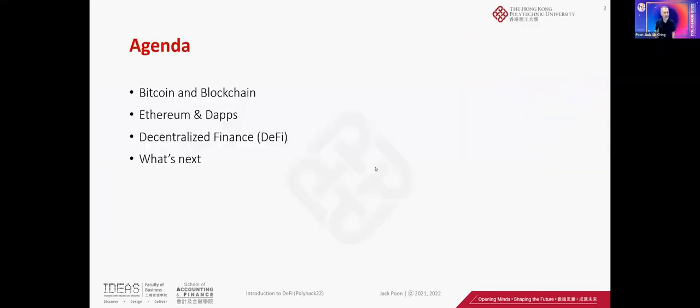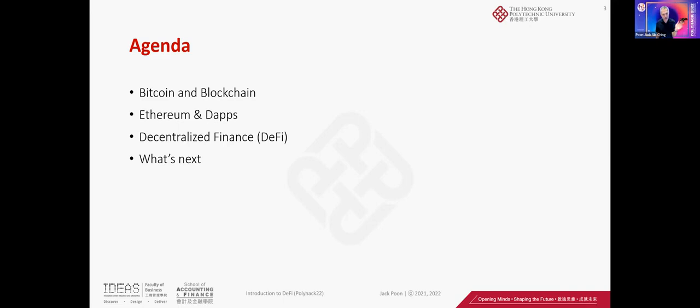What I'm going to cover is first Bitcoin and blockchain. I will not spend a lot of time on it, but I realized that some students don't understand how blockchain works, so I think it's worthwhile to give you the foundation to understand what it is. Then we cannot talk about DeFi without talking about Ethereum and dApps, so some basic understanding of what Ethereum and dApps are.